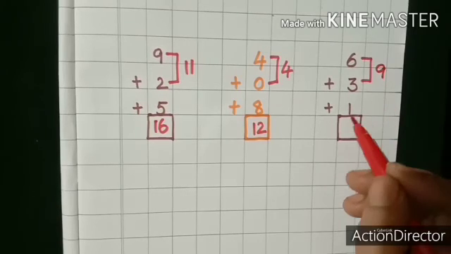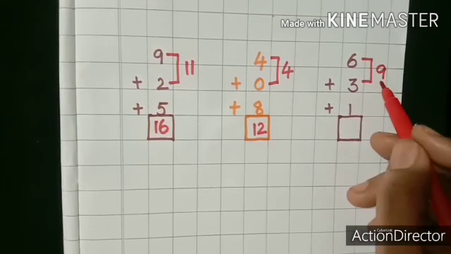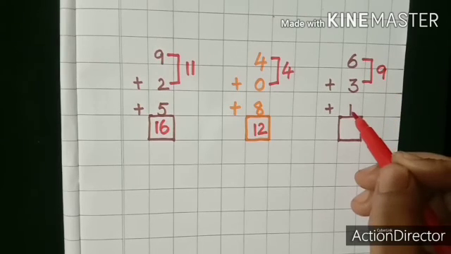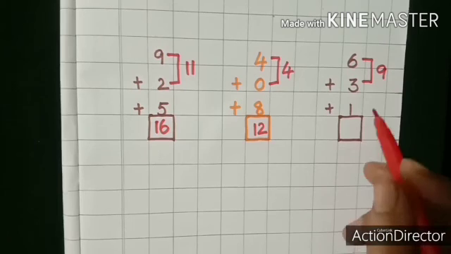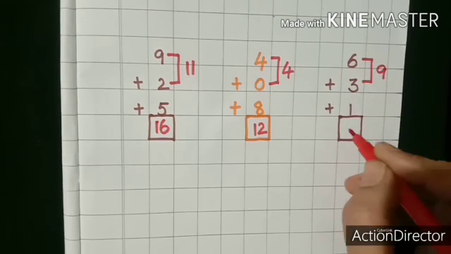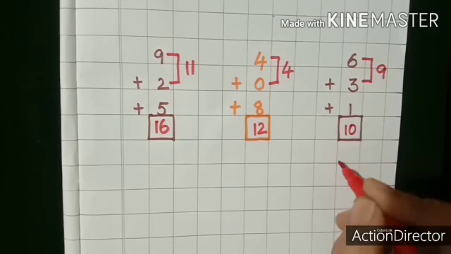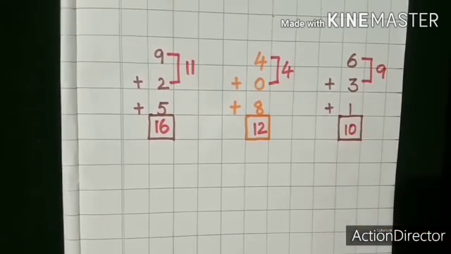Now let's add the third number also, which is 1. 9 plus 1. When we add 1 to any number, we get the next number. What is the next number here? Yes, it is 10. So 6 plus 3 plus 1 is equal to 10.